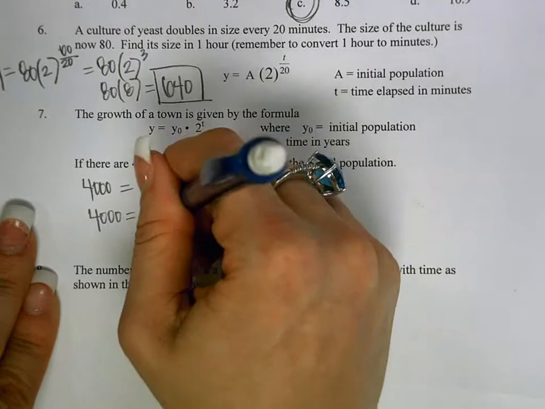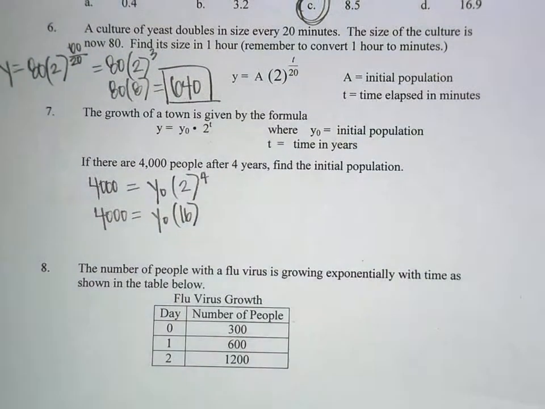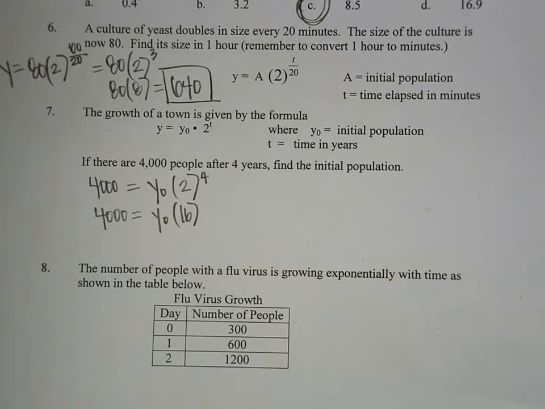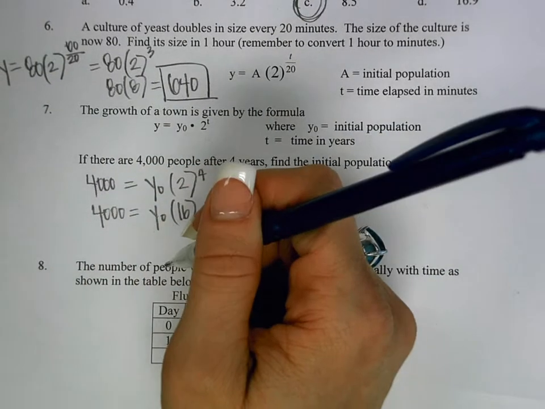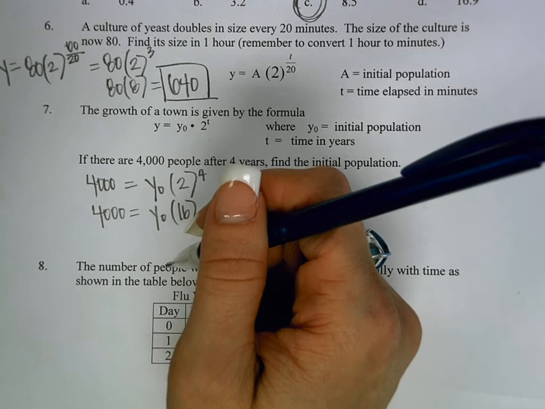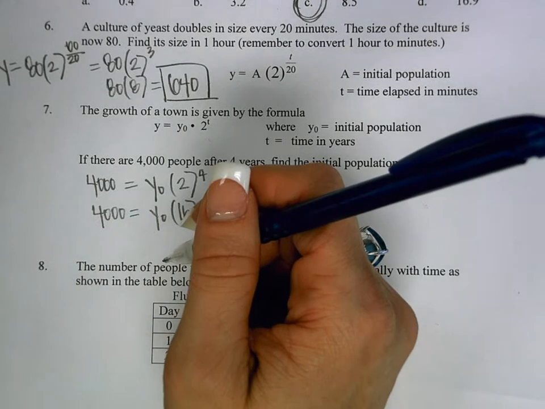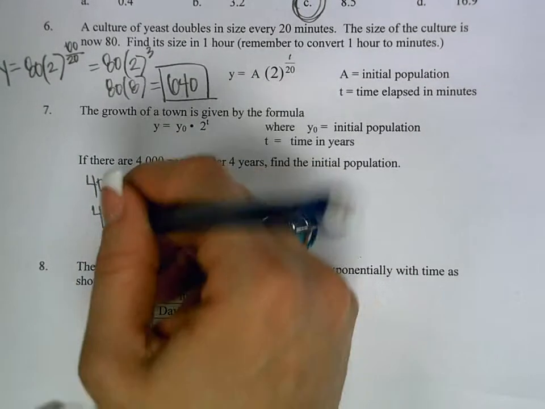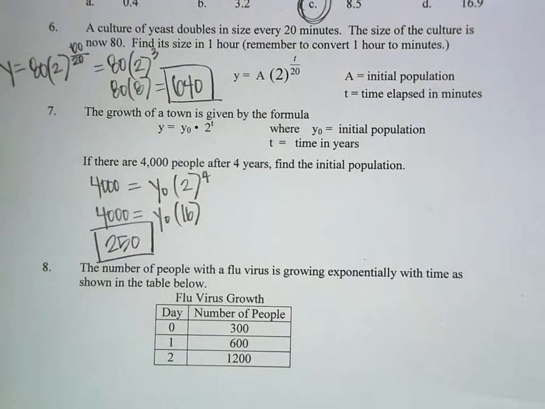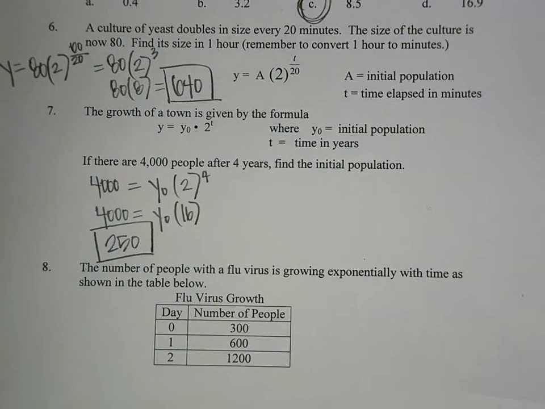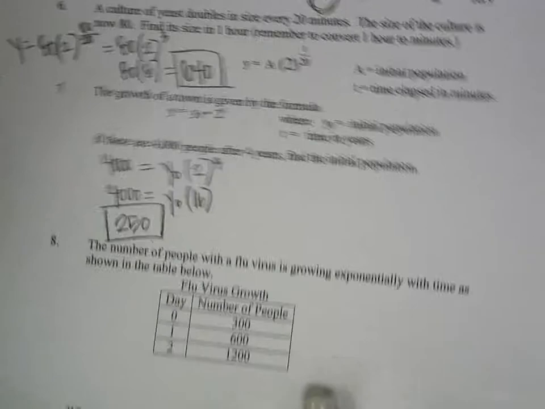16. Then divide both sides. 4,000 divided by 16 gives you what? 250. So 250 is the initial population. Wait, what did you do to get 250? I divided both sides by 16. Okay. Okay, last one.